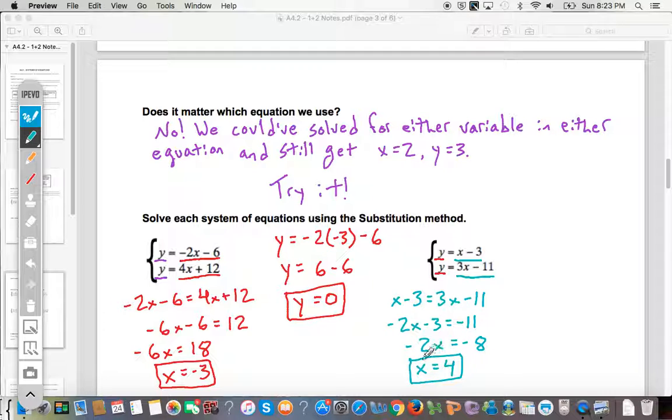Okay. So again, I'll take this x equals 4. I'll pick an equation up here. The top one looks the most appealing right now. So y equals 4 minus 3. Okay, so instead of x, I just plugged in 4. So y equals 4 minus 3, so y equals 1.